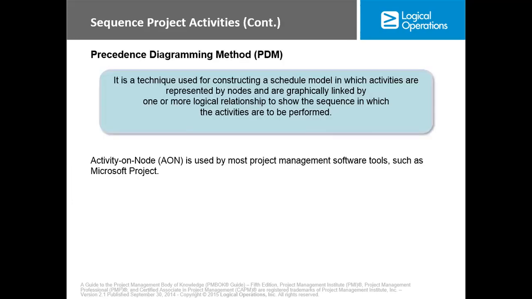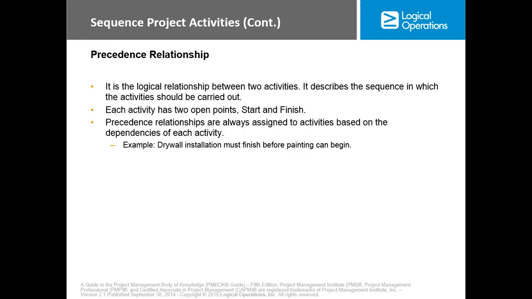Okay. Now, the precedence diagramming method has to do with activities on nodes. It is a technique used for constructing a schedule model in which activities are represented by nodes and graphically linked by one or more logical relationships to show the sequence in which the activities are to be performed. Now, activities on node is mostly used by project management software such as Microsoft Project.